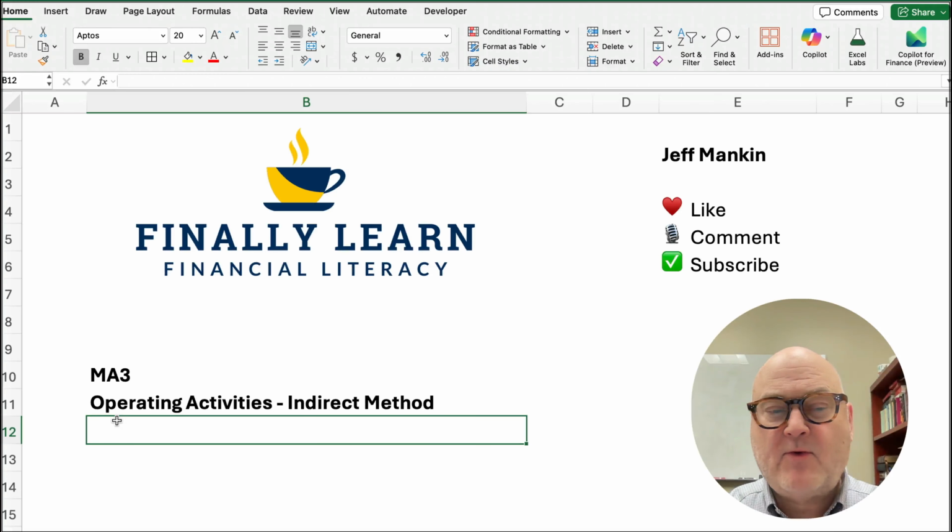Hello and welcome. Today we're working on operating activities using the indirect method. We're on the statement of cash flows. So we're doing a problem. We're actually doing two problems today on showing how to do the operating activity section using the indirect method.